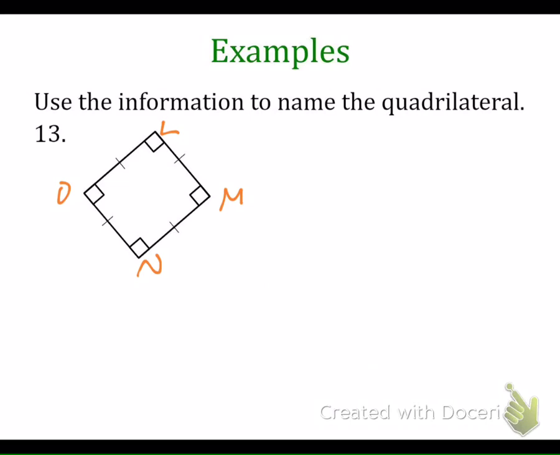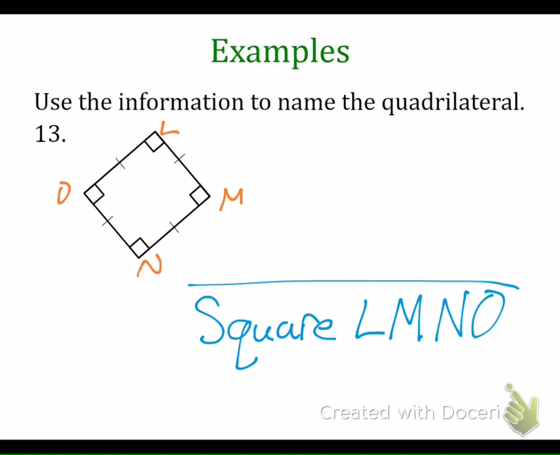Or a square. It's a square because all the sides are congruent. All the angles are 90 degrees. Okay, so this is a square. What should we call this square? L, M, N, O. LMNO.